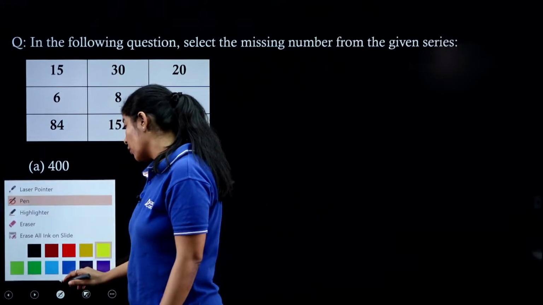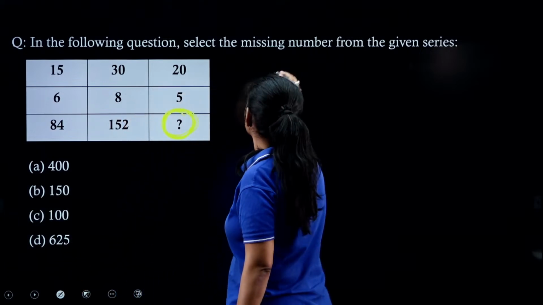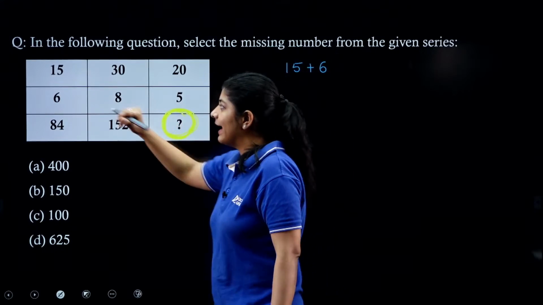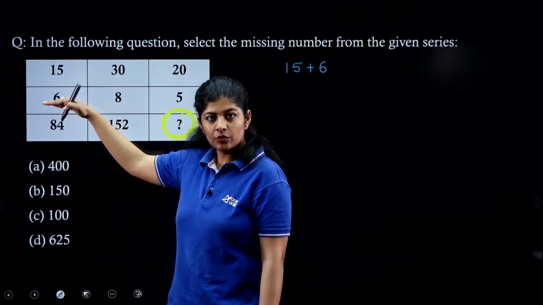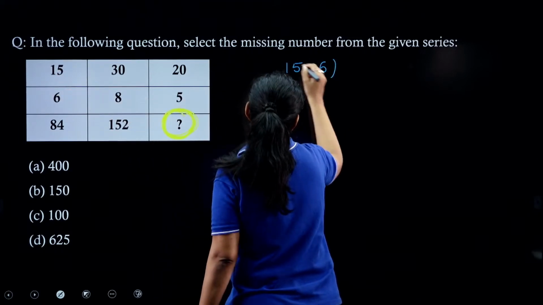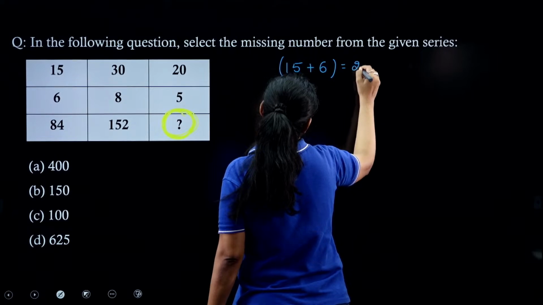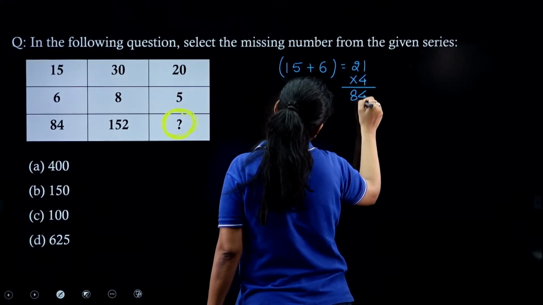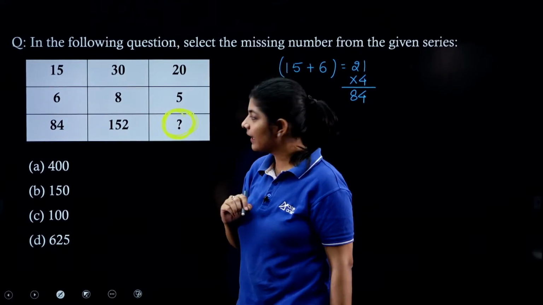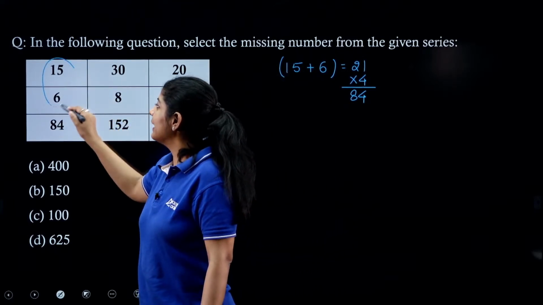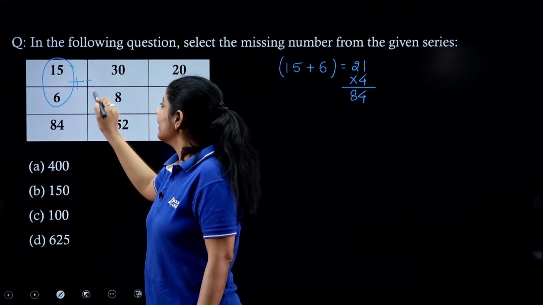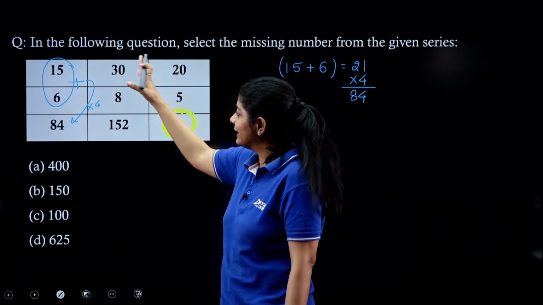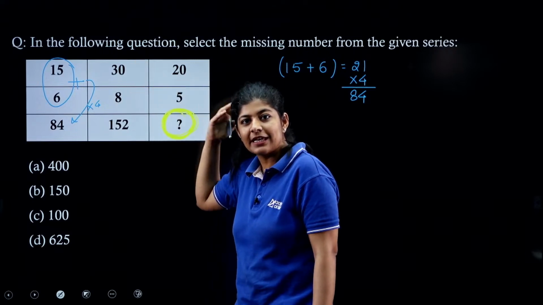Now if I go row wise, then I can see that if I add 15 and 6 together, if I add row 1 and the row 2, what are we getting? We are getting 21, and if I multiply it by 4, I'll get the value which we are having in the row 3, right? What I did, I just simply added them together and I multiplied by 4 to get my answer. But I need to check whether these things are applicable in the rest of the cases or not.